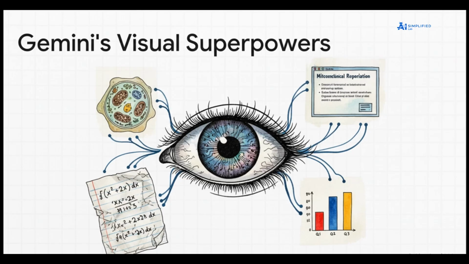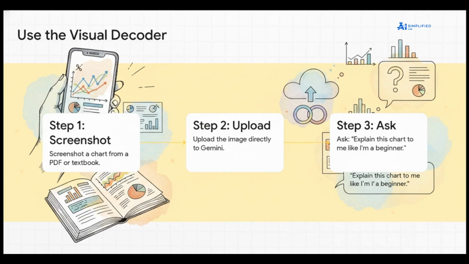Alright, let's make this super practical. Here's how you use it. Step 1. Just screenshot a chart from a PDF or a website. Step 2. Pop it into Gemini. And step 3, ask it something simple like, "Hey, can you explain this chart to me like I'm 5?" Seriously, the answer you get back can be a total game changer.